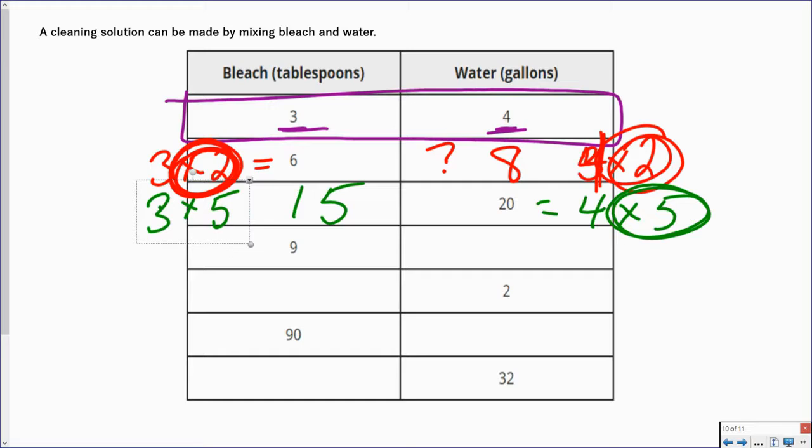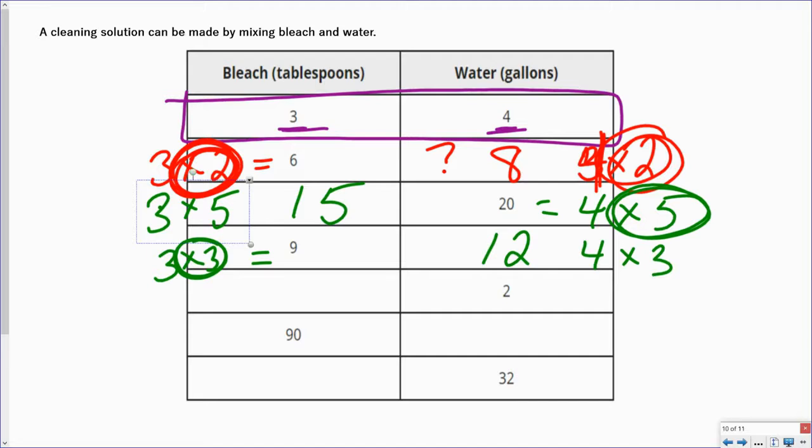So my next one has a 9 underneath the tablespoons of bleach, and I know that 3 times 3 gives me 9. So if I multiply by 3 here, that means I have to take 4 and multiply by 3 here, and that would give me 12.